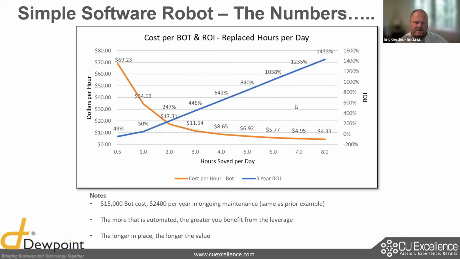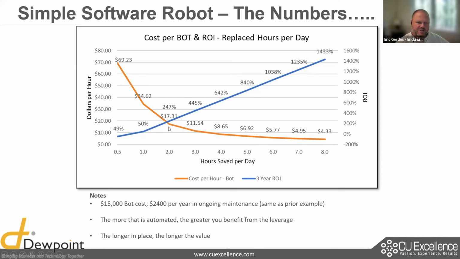This slide is a little bit busy, but I think it does a good job showing hours saved per day. On the bottom axis here is time: half an hour, 1 hour, 2 hours, up to if you saved 8 hours a day. And this is using that example on the prior slide and what the cost per bot is. So if you have 30 minutes a day that you're going to try to automate and replicate, your all-in cost is actually going to be $69.23. That's probably not a wise decision, and we will tell you that. If it's going to cost you $15,000 to build a bot and maintenance is $2,400 and you're spending 30 minutes a day, it's probably not a good investment.